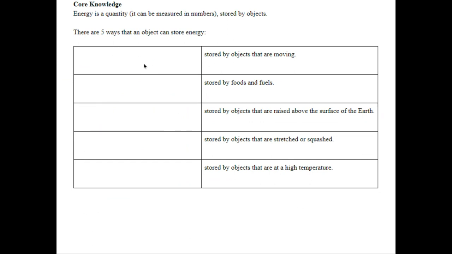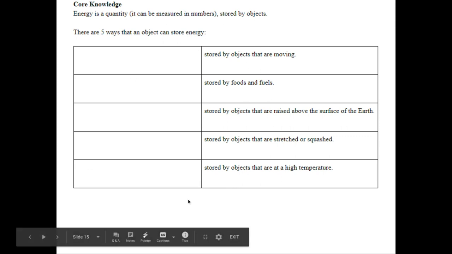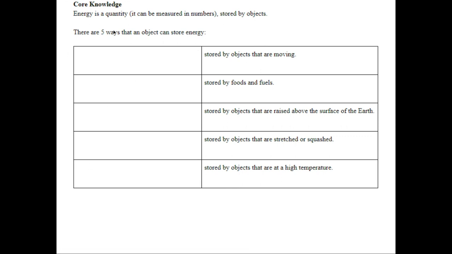So say what this one is: stored by objects that are moving. What type of energy is this? What store is it? Stored by foods and fuels. So you can write whatever it is, then the sentence to make 5 sentences. And then I would like you also to write this down at the top. It's a quantity. It can be measured in numbers, which I've already said to you. You can put numbers in front of that joules.